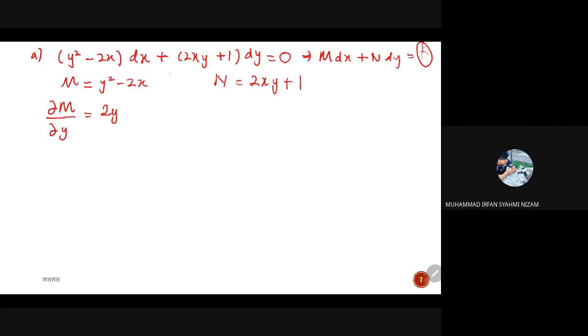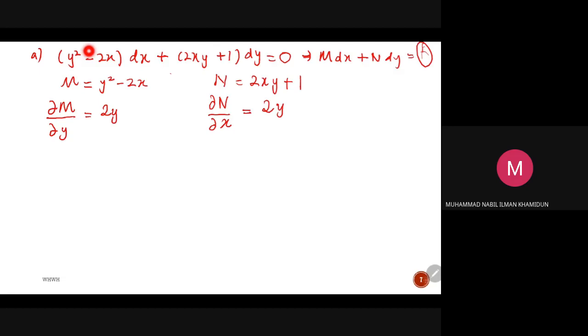And then untuk N, maknanya del N over del apa yang ni? Del x ke del y? Definitely del x. Okay, sebab tadi kita dah guna del y. Okay, so differentiate with respect to x, what you will get class? 2xy, you will get 2y.